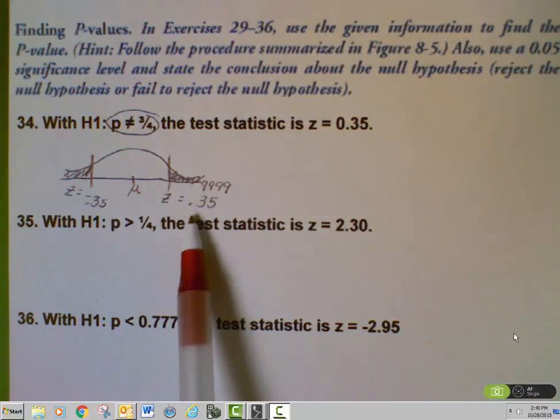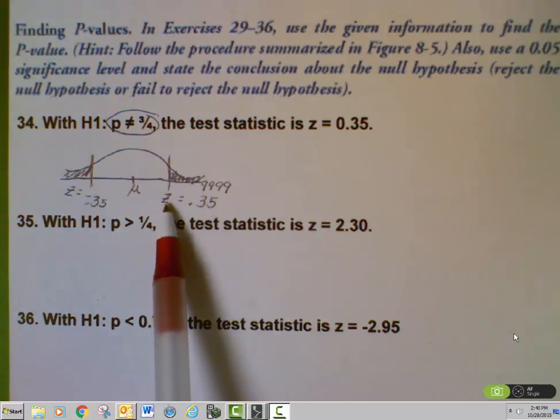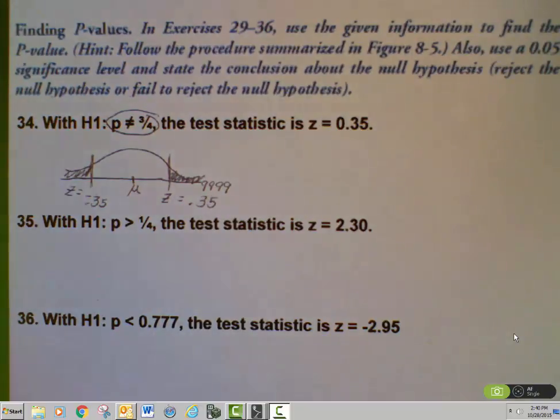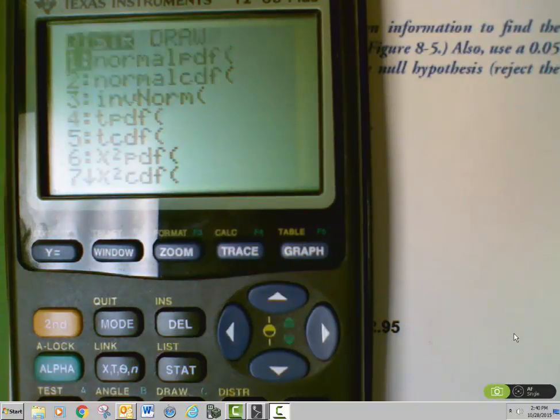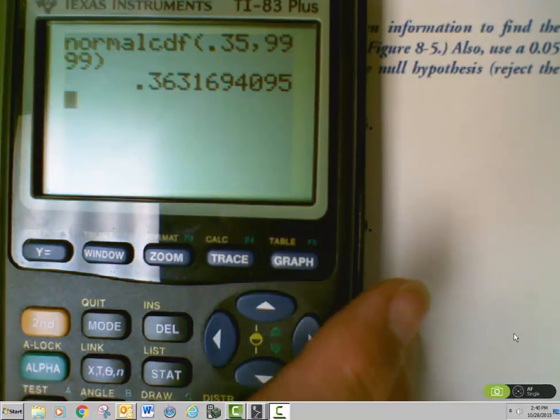What function on the calculator do I use to find the area or probability to the right of the z-score 0.35? Well, I have shaded from 0.35 to 9,999, or forever to the right, and that's what we use for an upper boundary, so I use normal CDF. Normal CDF, I have shaded from 0.35 to 9,999. I want that probability or area, and it is 0.363 if we round to 3 decimal places.